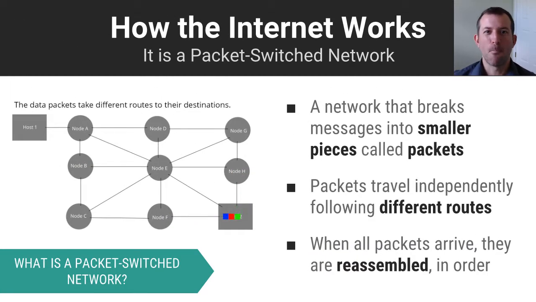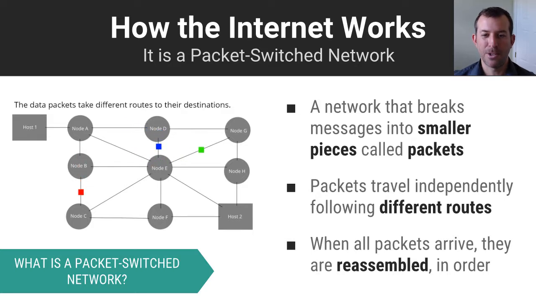The internet is what's called a packet switched network. When you request or respond to requests for information on the internet, your request or response is actually broken down into hundreds, thousands, tens of thousands of smaller pieces called packets. Each one of these packets can take its own path to the destination computer. And then when all of the packets arrive, they are reassembled in order.